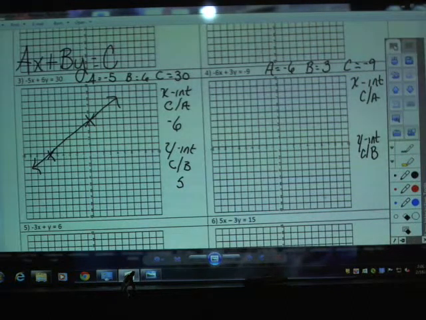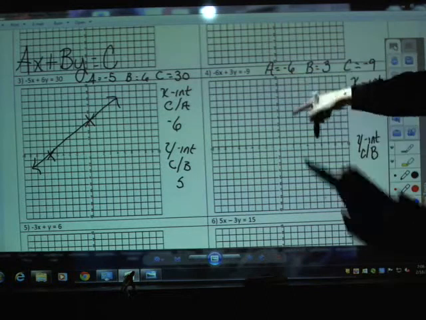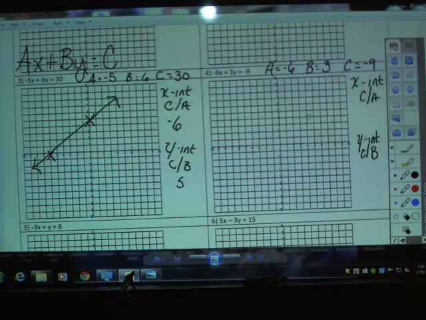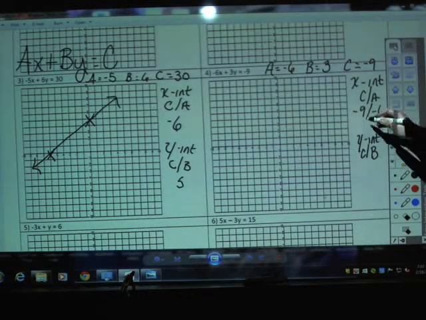Okay, once I have that, now I can find my x and the y-intercept. Now, some of you might already be looking at this question and going, well, wait a minute, C over A, negative 9 over negative 6, that's not a whole number. You're correct, it's not a whole number. Negative 9 over negative 6 is actually a fractional answer, or if you do division on a calculator, you'll probably end up with a decimal. Well, if you want, you can reduce that fraction down to 3 over 2, or what is equivalent to 1.5.